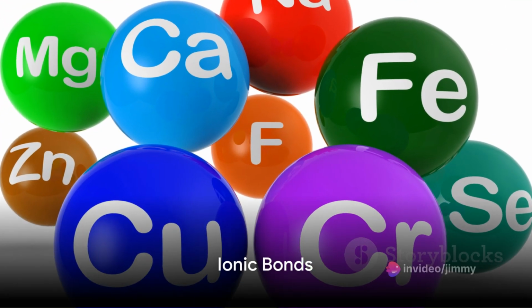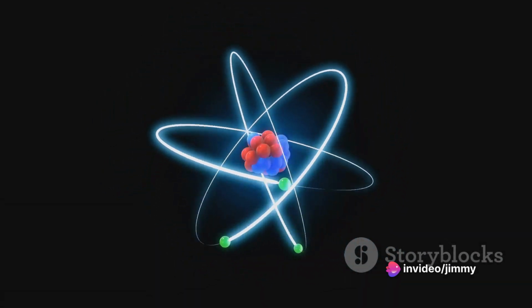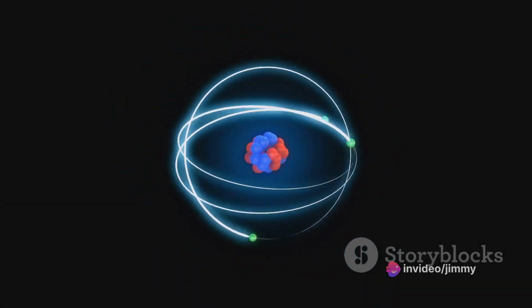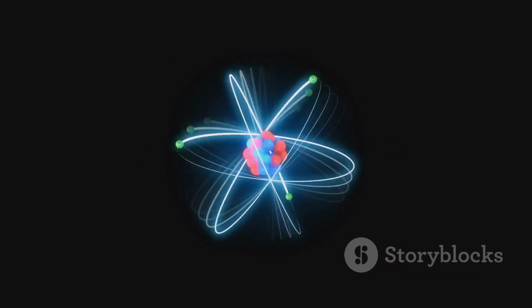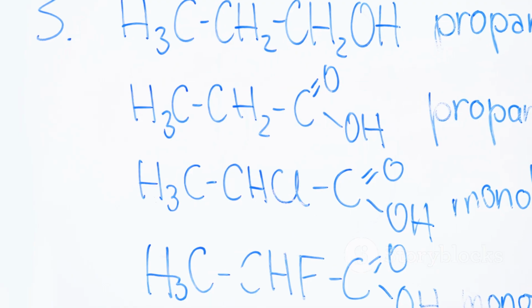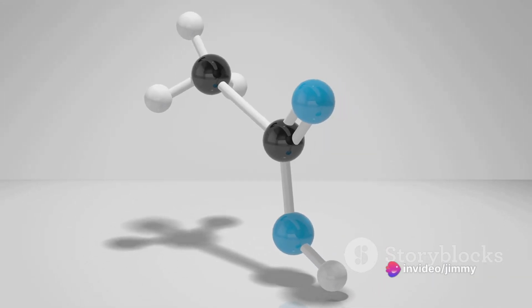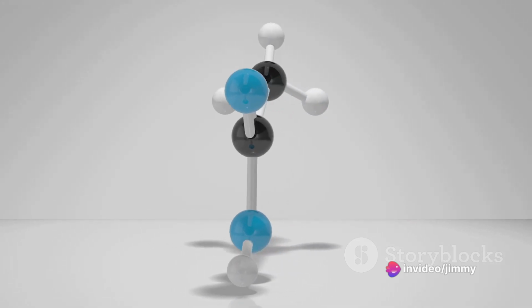First up, we have ionic bonds, the bonds that are not afraid to give and take. Imagine a world where sharing is a foreign concept. That's the world of ionic bonds. Instead of sharing, they believe in a full transfer of ownership. It's a bit like a magnanimous friend who gives you their favorite book, saying they want it to belong to someone who will appreciate it just as much.